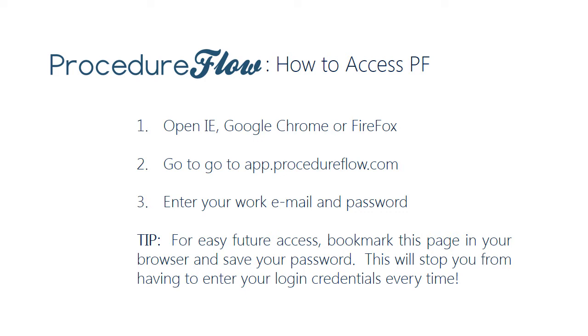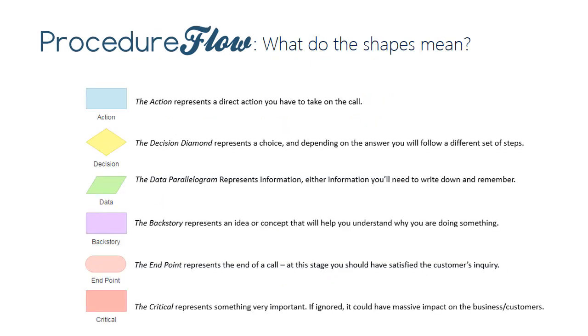To log into Procedureflow, simply open your browser. It does work best in Chrome or Firefox, and go to app.procedureflow.com, enter your email and password. We recommend adding it to your bookmarks or favorites list and saving your credentials so you don't have to enter them every time. If you've forgotten your password, there is a Forgot Password link on the homepage that you can use to reset it.